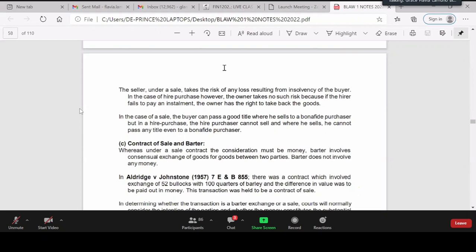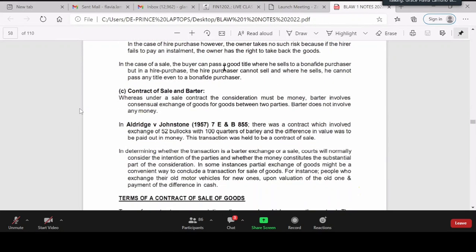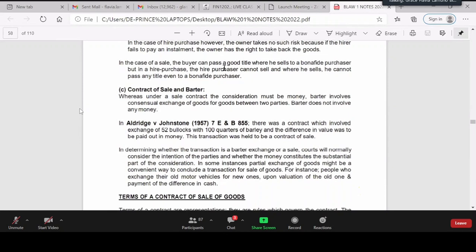Of course, like we saw, if the exception applies, if you are a bona fide purchaser, then you can get a good title because you don't know that this person is simply a hirer. But if you know that this person is just a hirer and you go ahead and buy, the law will not protect you and you'll not get a good title. So those are the differences between a sale and a hire purchase. Pavin, if you can go back to the chat and see if there are any questions, or if you have any questions, please ask before we move on to the next type of contract.